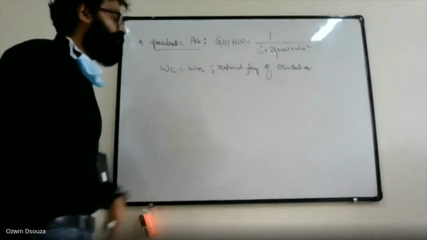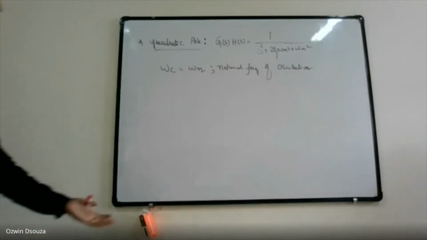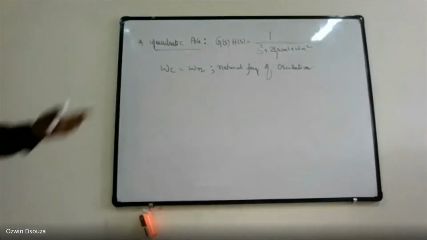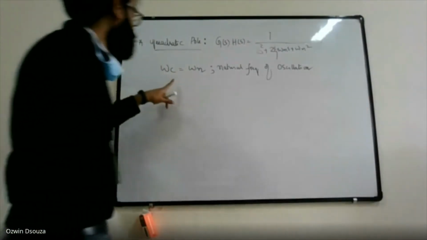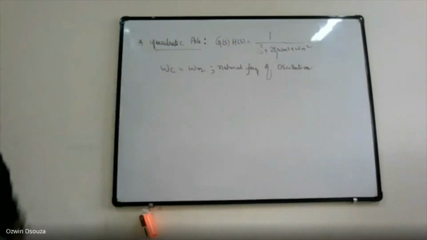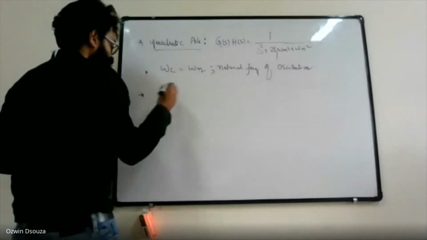This is how you calculate the corner frequency for a quadratic factor. For a simple pole or zero, it is simply the reciprocal of the time constant. Here, you cannot use a time constant, hence you can directly take the natural frequency as the corner frequency. So that is one thing. The second thing is the slope.